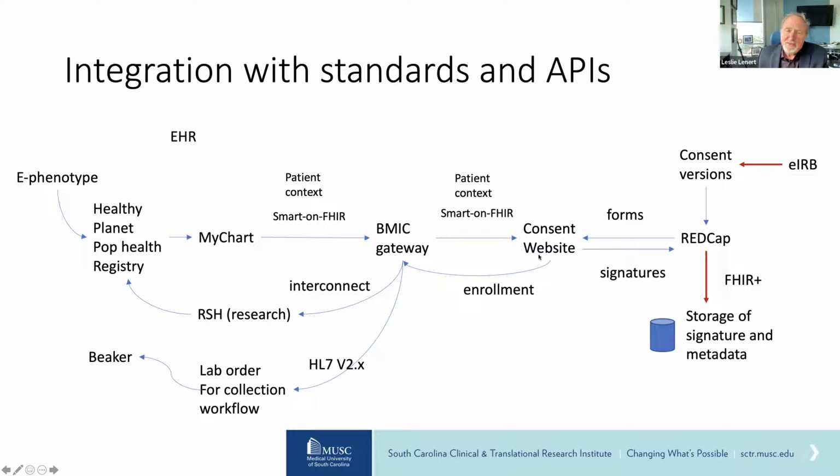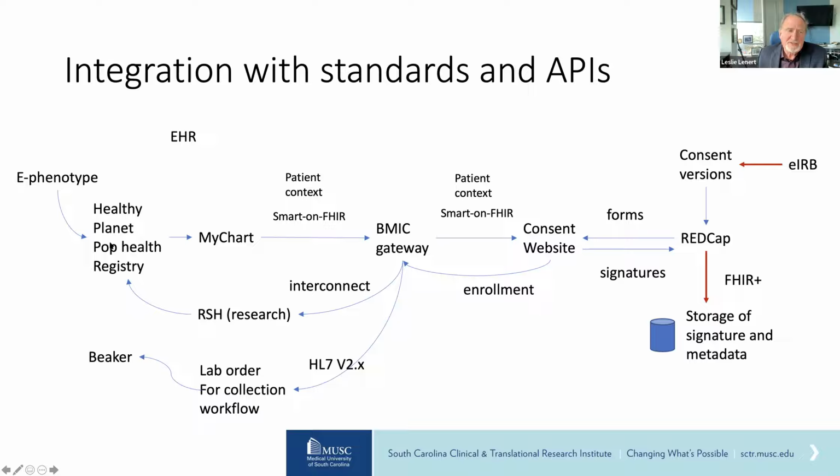Once you sign the consent, though, we move things back through enrollment, goes to our gateway again, and then we have an interconnect which triggers the enrollment of the patient in a research study through creating an RSH record for them, and then also sends a lab order to Beaker so that we're able to collect the specimen for that. So with this kind of approach to standards, we've been able to largely automate the process of enrolling people.